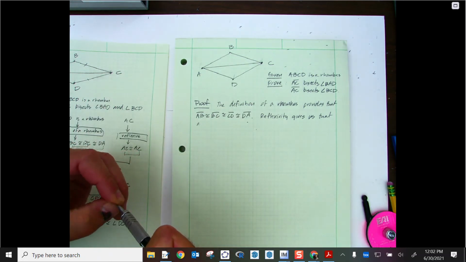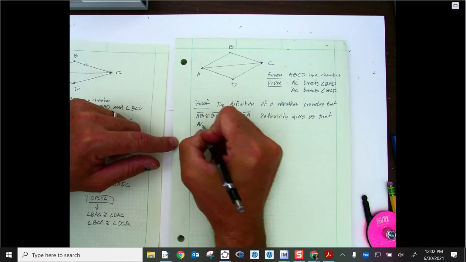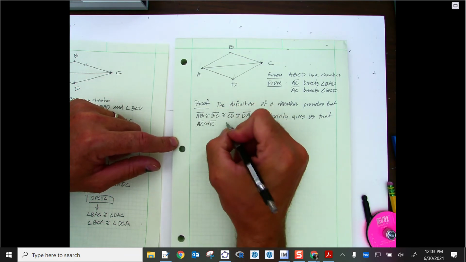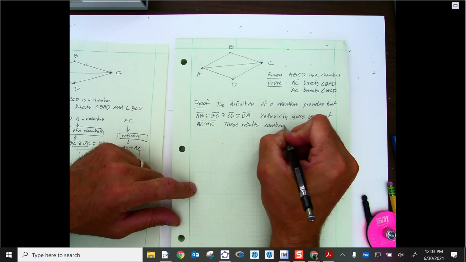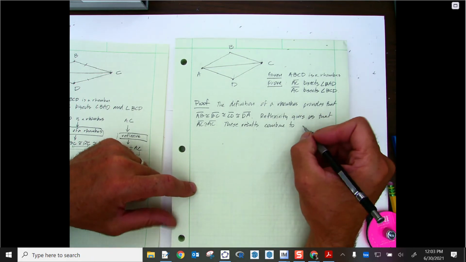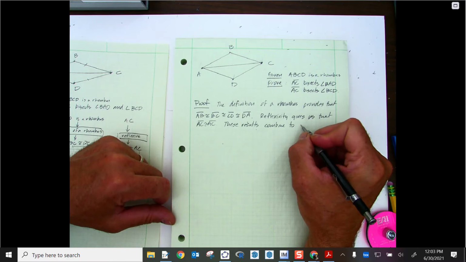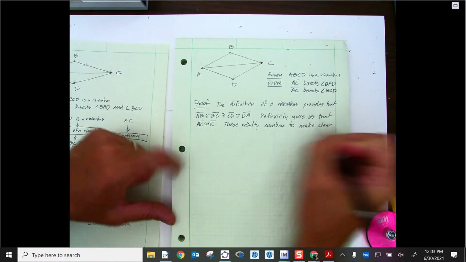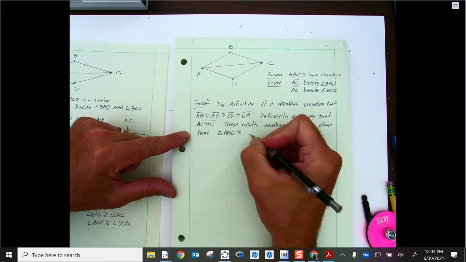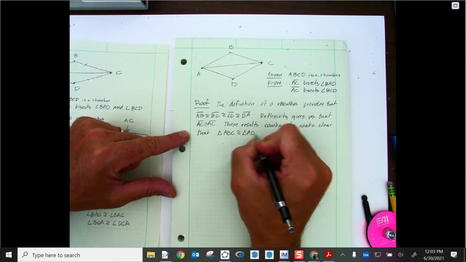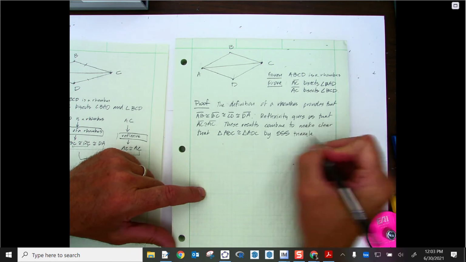Running out of lead, sorry. These results combine to make clear that triangle ABC is congruent to triangle ADC by side, side, side triangle congruence.